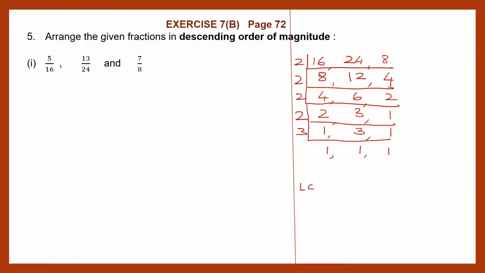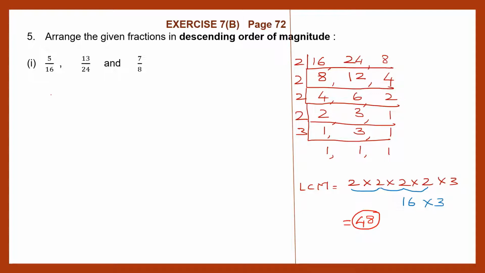Now let's find the LCM. There are 4 2's there, as you can see. 2 into 2 into 2 into 2 into 3. So let's see. 2 2's are 4, 4 2's are 8, 8 2's are 16. 16 into 3. So 16 3's are 48. So the LCM is 48, and we are going to use this LCM to find the new numerators. This LCM is going to be the denominator.